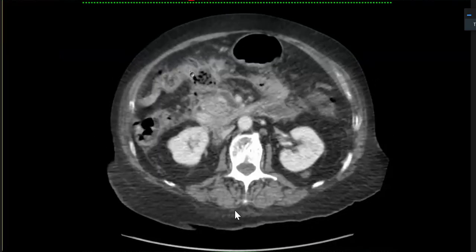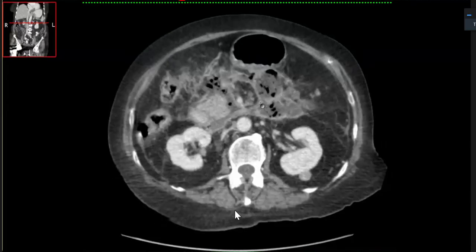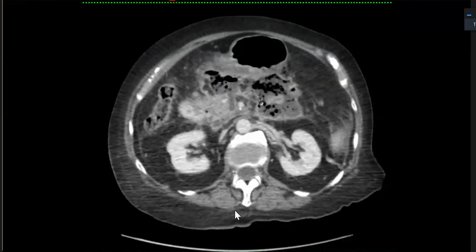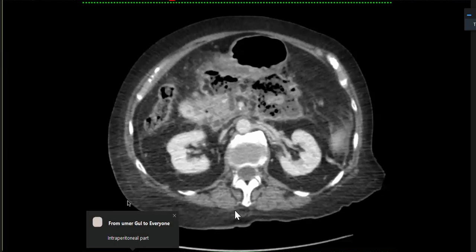So why is it sitting in the lesser sac? This is a question for chat. Why is the epicenter within the lesser sac? What do you think? Anybody in chat? I cannot see the chat somehow now. Okay, somebody has said that there might be an ulcer, perforation, duodenum. Good thoughts, very nice thoughts.